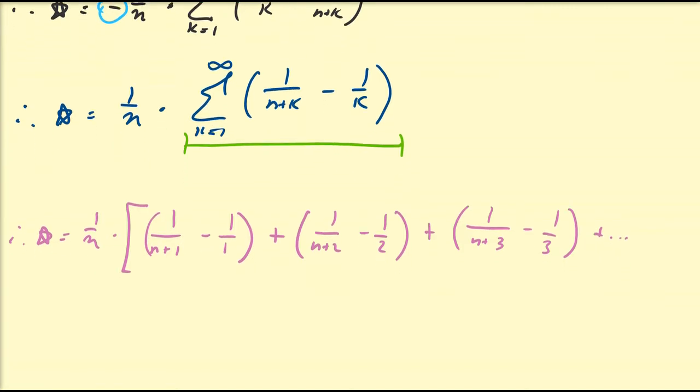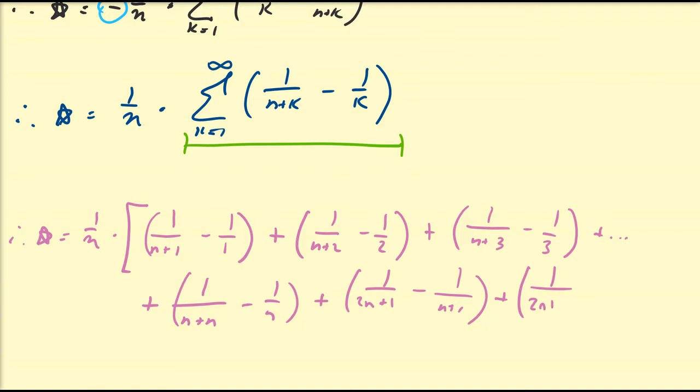So since n is a natural number, eventually k is going to be equal to n. So let's go up to that value and see what's going on there. So eventually we're going to get to the term 1 over n plus n minus 1 over n. So this is the k is equal to n term. And then plus 1 over, so n plus n is 2n, so we're going to add one more to that. So 1 over 2n plus 1 minus 1 over n plus 1, plus 1 over 2n plus 2 minus 1 over n plus 2, plus and so on.